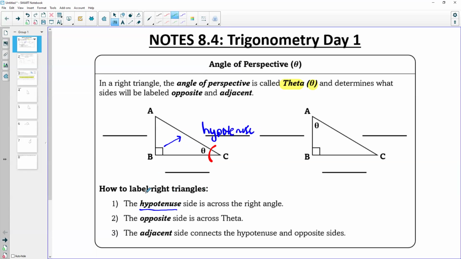And next, we can take a look at the side labeled as opposite. The opposite side is across the theta. So if we look at theta, well, across theta would be the side that we label as opposite.